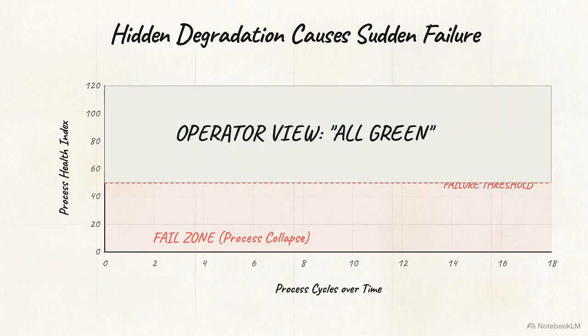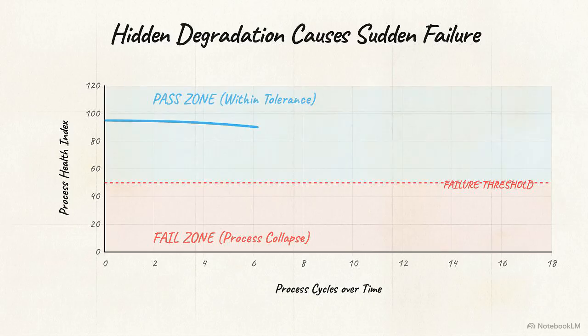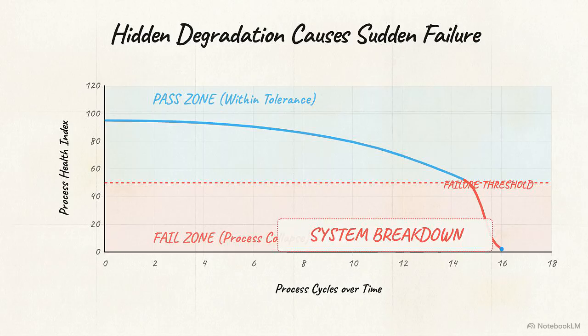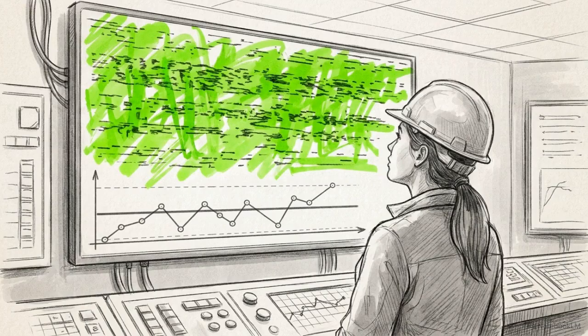Relying entirely on binary pass-fail limits blinds operators. It hides the underlying structural degradation of the line, allowing microfailures to compound until the process reaches a state of failure. To solve this, engineers use a specific heuristic, the control chart. This tool translates abstract production data into readable, diagnostic geometry.